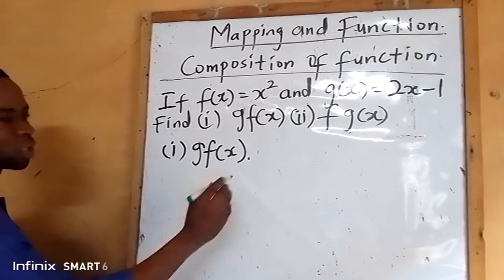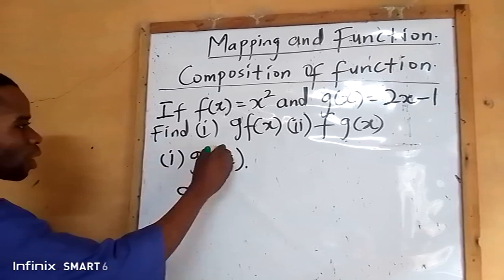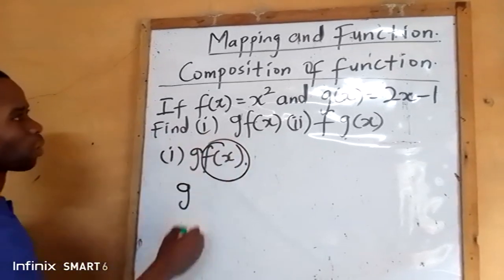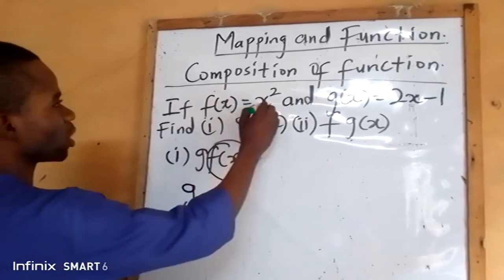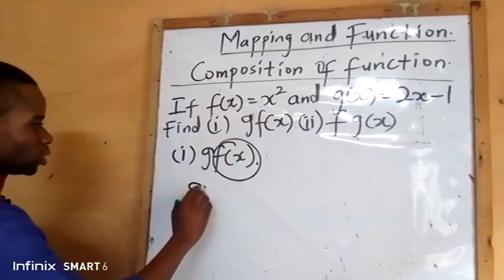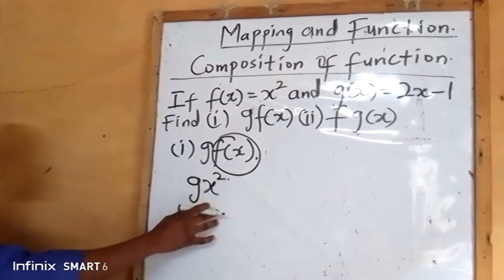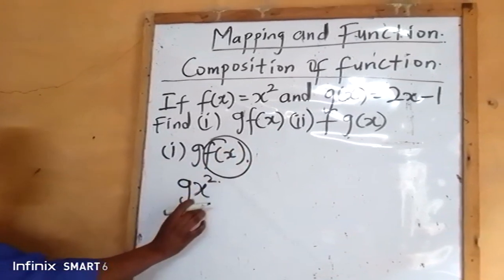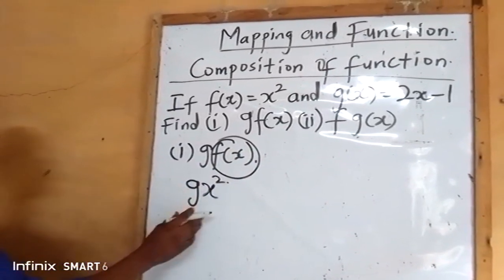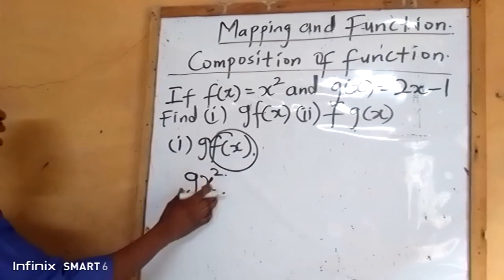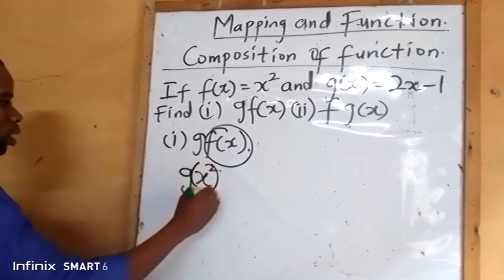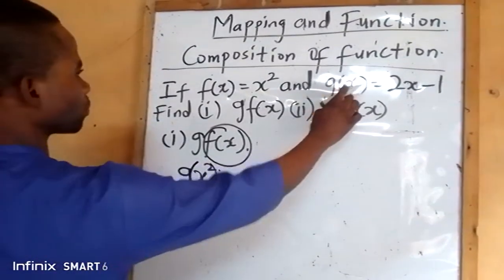The first one, this is how we do it. Write g, and what is your f of x? Our f of x is x squared. That means g of x squared. That means you have resolved f of x to x squared. Now, if you want to follow the second pattern, what is g of x squared?